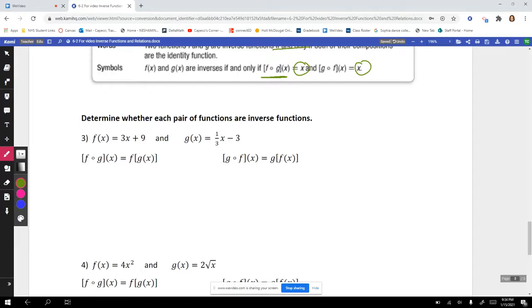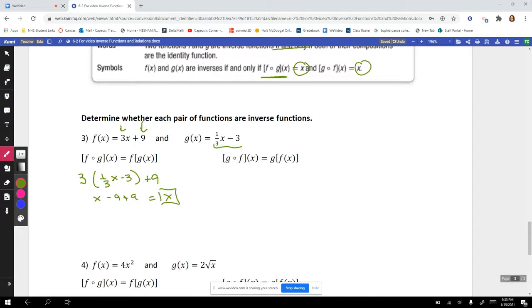So I'm going to do f of g of x. I'm going to start with my function there, so I'm going to write a 3. As soon as I get to an x, I'm going to write the function that I have for g of x. So I have 3 times (1/3 x minus 3). Then I need to go back and pull down that plus 9. So if I distribute that 3, I get x minus 9 plus 9. Combine my like terms and I get x.